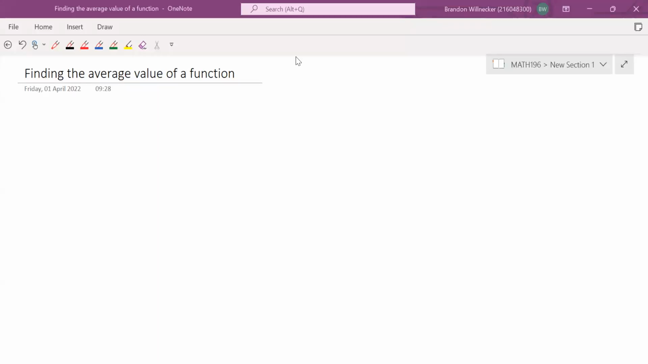Hi everyone. So today we're going to look at the new section, a very small part, called finding the average value of a function. This will be the last bit of work for your test next week, Wednesday. Okay, so we start off just coming up with the formula to find the average value of a function.